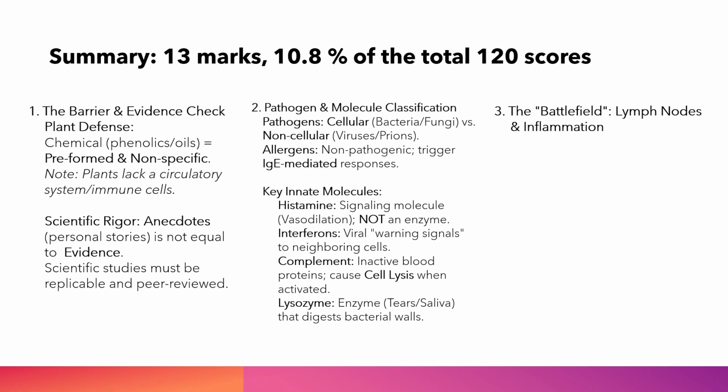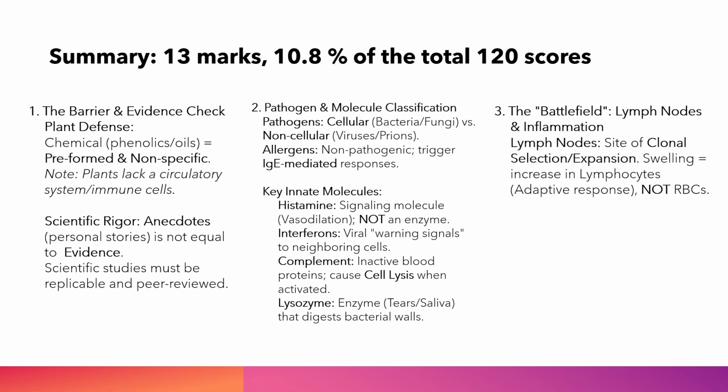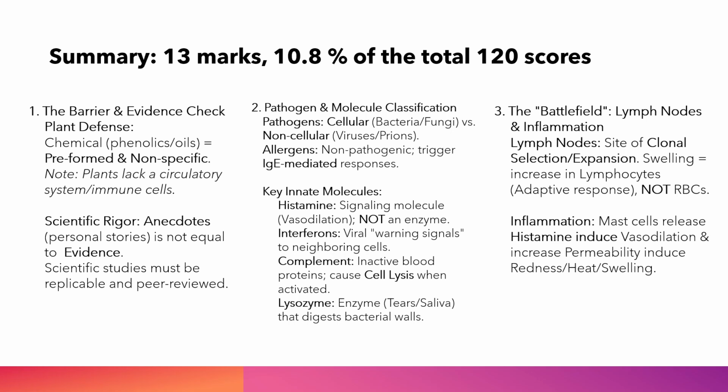3. The battlefield, lymph nodes and inflammation. Lymph nodes, site of clonal selection and expansion. Swelling equals increase in lymphocytes, adaptive response, not RBCs. Inflammation, mast cells release histamine, induce vasodilation, and increase permeability, causing redness, heat and swelling.